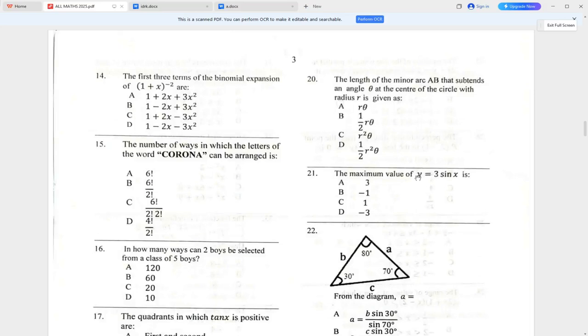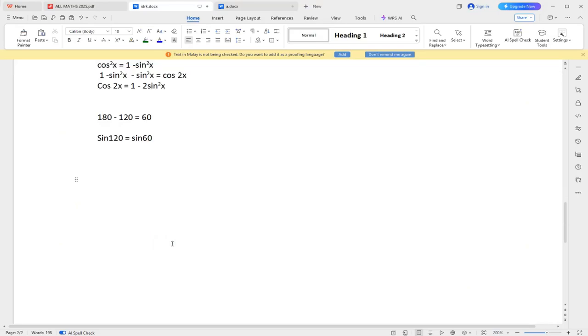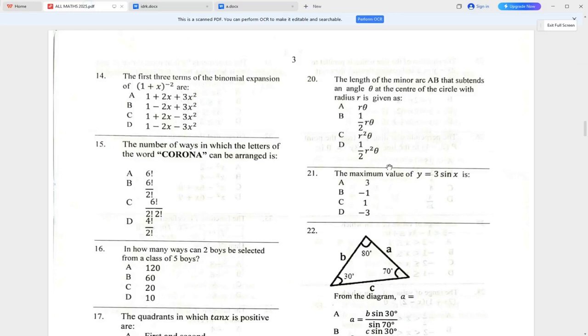Question 21, the maximum value of y is equal to 3 sine x is the same as. To solve that, first of all, know that sine x exists between the range -1 less than or equal to sine x, which is less than or equal to 1. Sine x exists in this range. Now for 3 sine x, we simply multiply the range by 3, and this boils down to -3 is less than or equal to 3 sine x, which is less than or equal to 3. And the maximum value in this range is 3, so the answer for question 21 is 3, which is A.